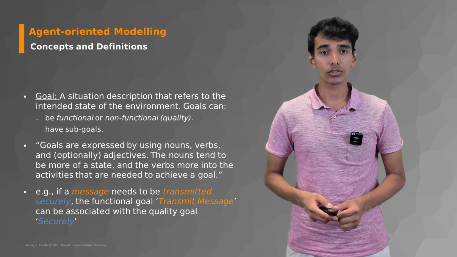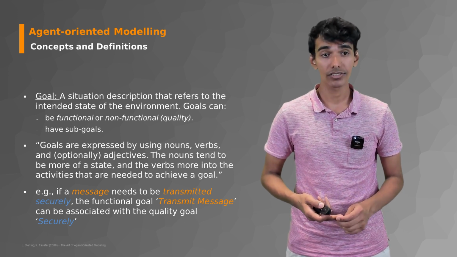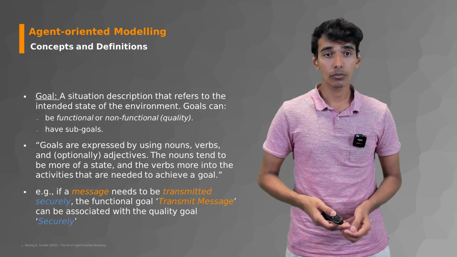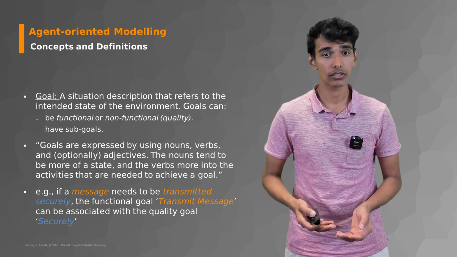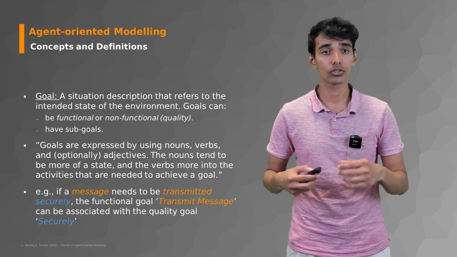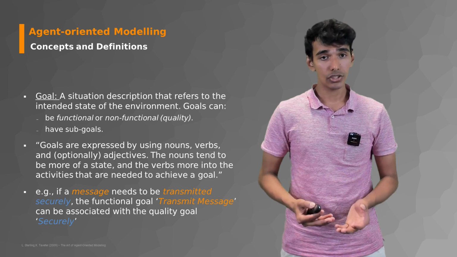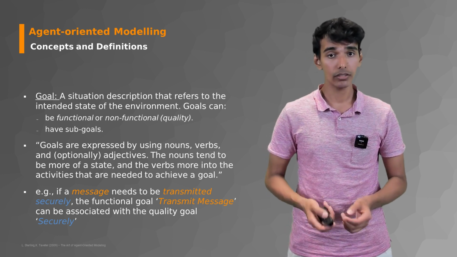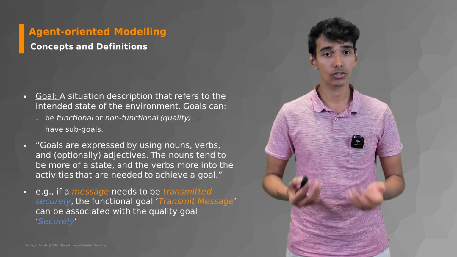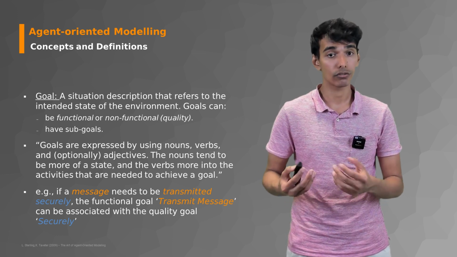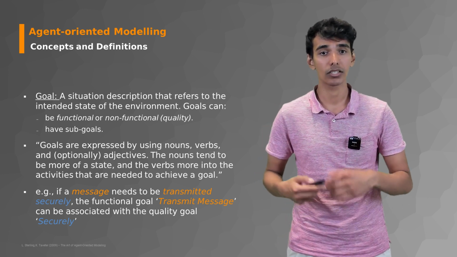Goals are expressed using nouns, verbs, and optionally adjectives. Nouns tend to be more of a state, the verbs more the activity used in the scenario to achieve a goal. For example, if a message needs to be transmitted securely, the functional goal of transmitting the message is associated with the quality goal or non-functional goal of securely. So your message needs to be transmitted securely.